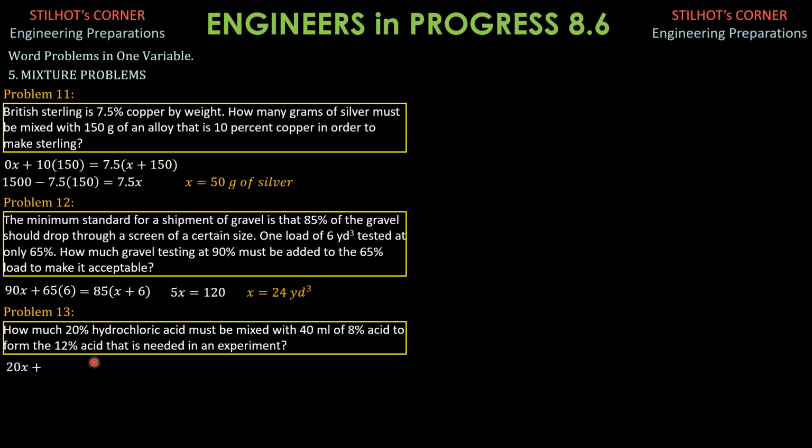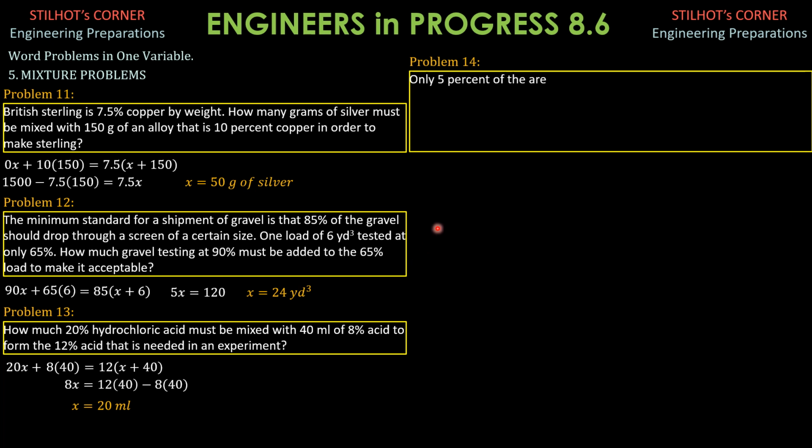So 20 times x plus 8 times 40 ml equals 12% times the quantity x plus 40. So 20x minus 12x is 8x on the left side, and on the right side 12 times 40 minus 8 times 40, and that is 4 times 40, or 160. So 8x equals 12 times 40 minus 8 times 40, that's 160. So x is 160 over 8, and that is 20 ml. So that's it for that problem.